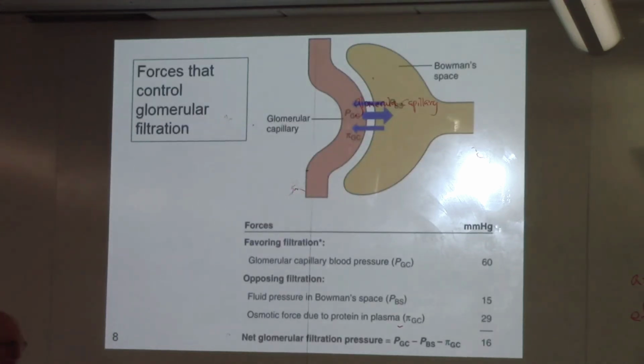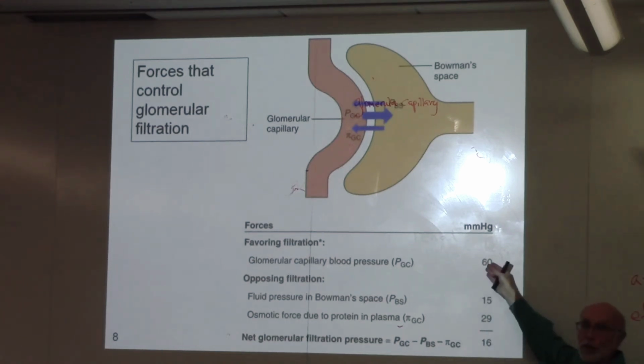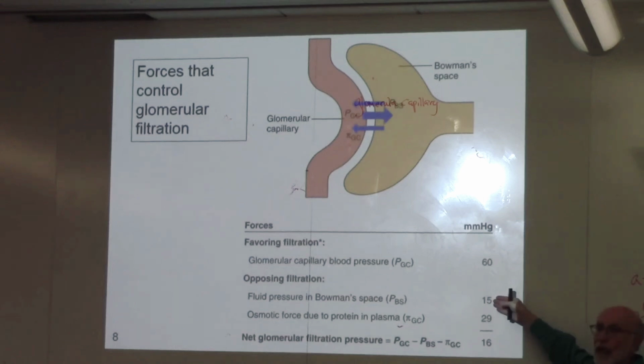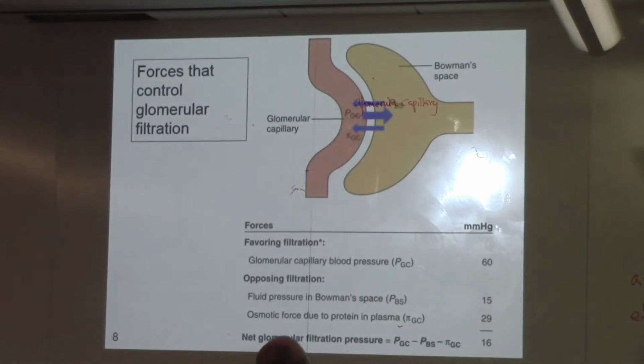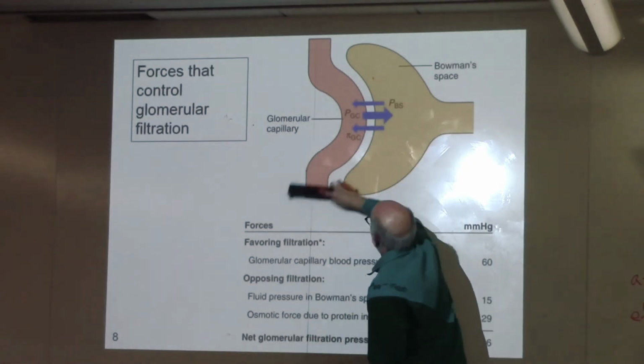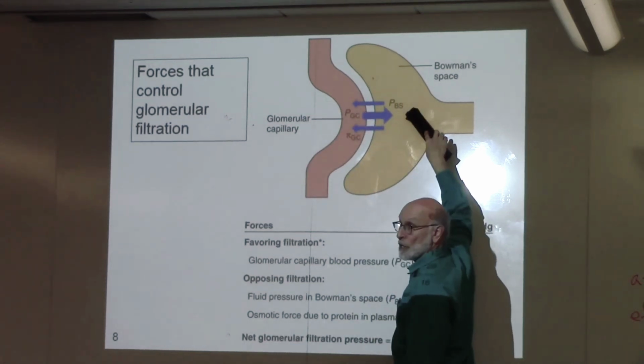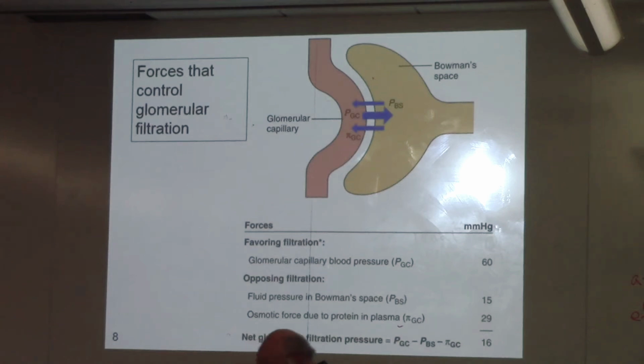So the pressure in the glomerular capillaries favors filtration. We're talking about hydrostatic pressure. We have some hydrostatic pressure in Bowman's space, which opposes filtration. Pressure in the capillaries favors filtration. Pressure in Bowman's space opposes filtration.